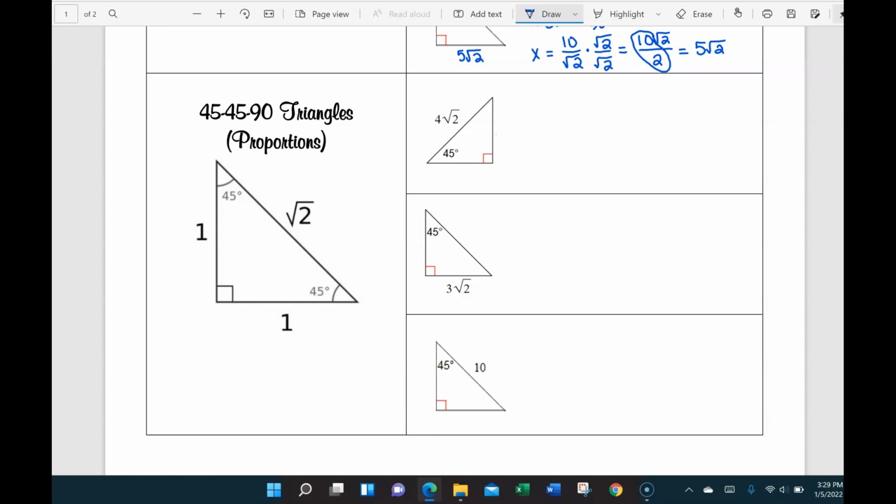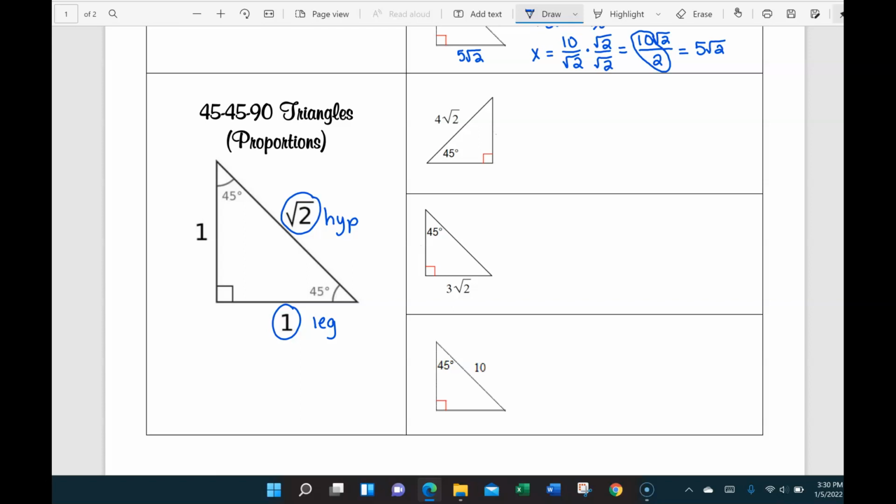So I'm going to use this very basic 45, 45, 90 triangle where my legs are 1 and my hypotenuse is square root 2. And so any triangle that I'm given after this, I can create a proportion comparing the hypotenuse to its leg. So I'm going to use square root 2 and 1 as one of my ratios, and then the other ratio in my proportion will be for the triangle that's given to me.